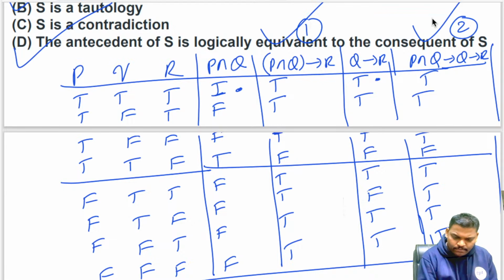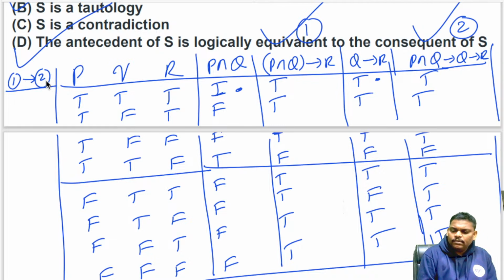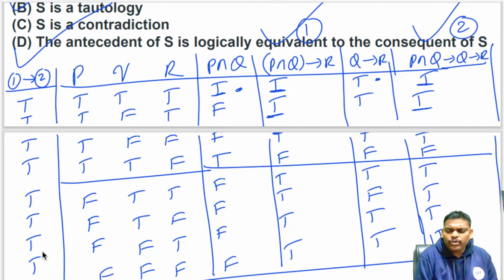You always remember, if two are equal and you do implies, it will be a tautology. See this, true, because the TF combination is not allowed. TT, true. Next one, TT, so true. Two equal, if you do implies, it is a tautology.